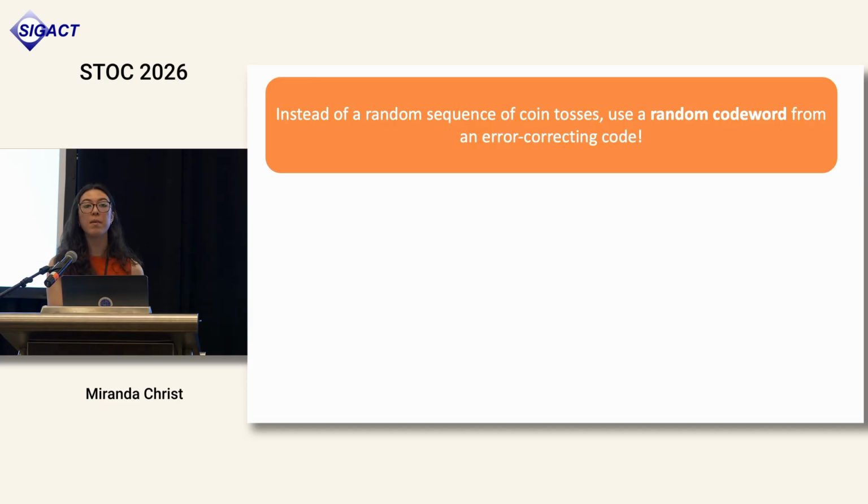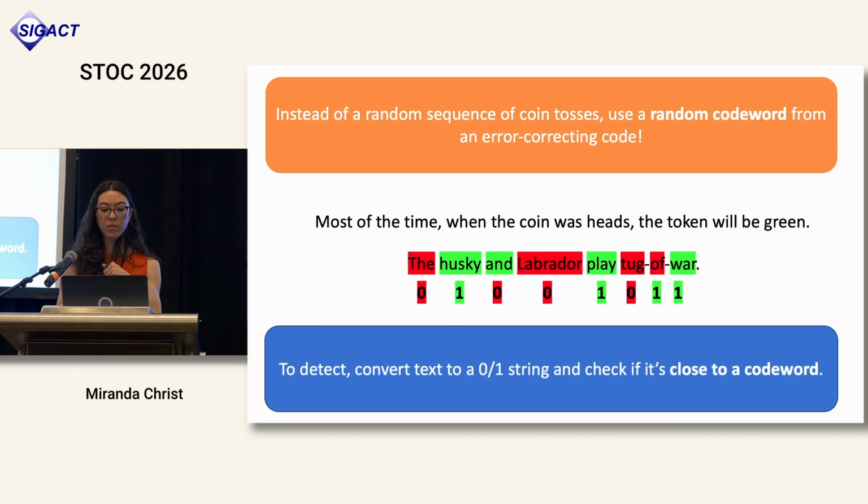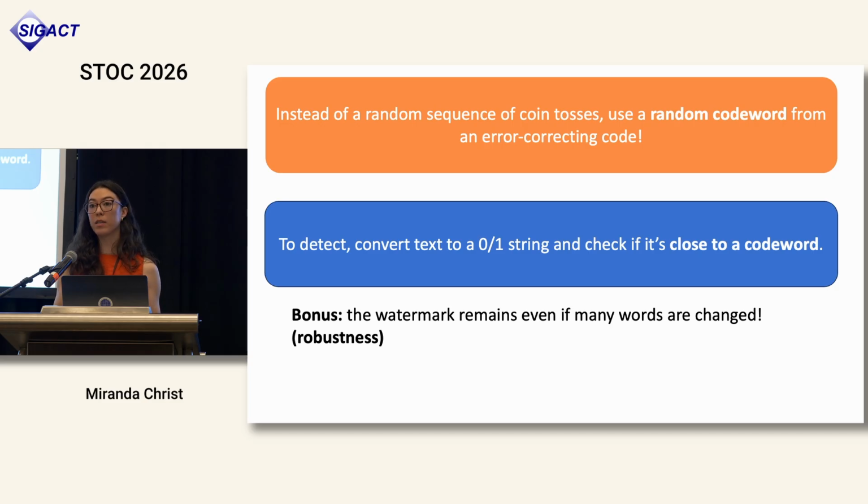Okay, and so maybe the first instantiation you might think of is using an error correcting code to choose these seeds that you use, right? So maybe you have some error correcting code and you use a random code word as your seed. And so what you can do to detect the watermark is convert to binary and check if what you get is close to a code word from this error correcting code. And so this watermark is actually fairly easy to detect. And it also has the nice property that if someone goes and changes a bunch of words in the response, this is simply introducing more errors to the code word. And so your watermark can actually withstand some changes to the words of the text.